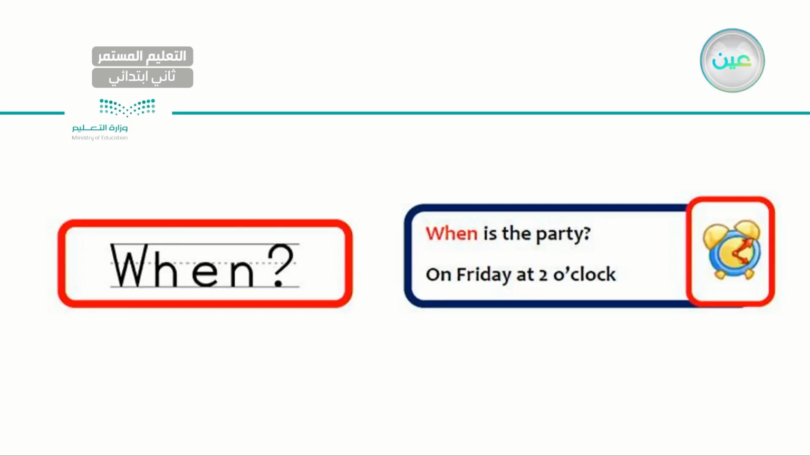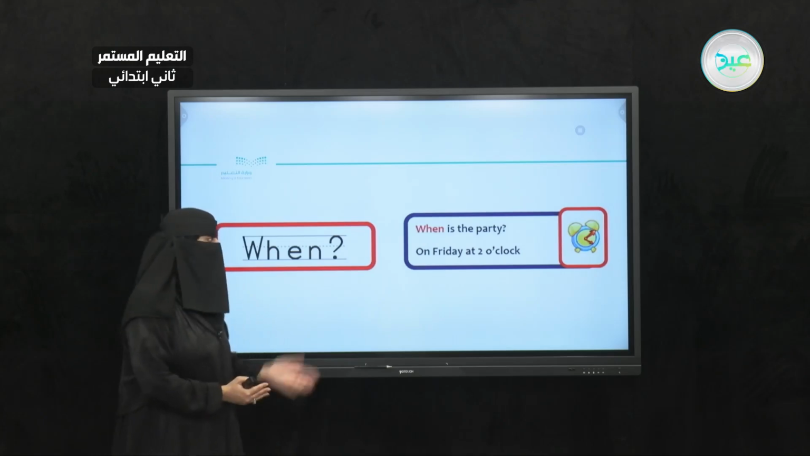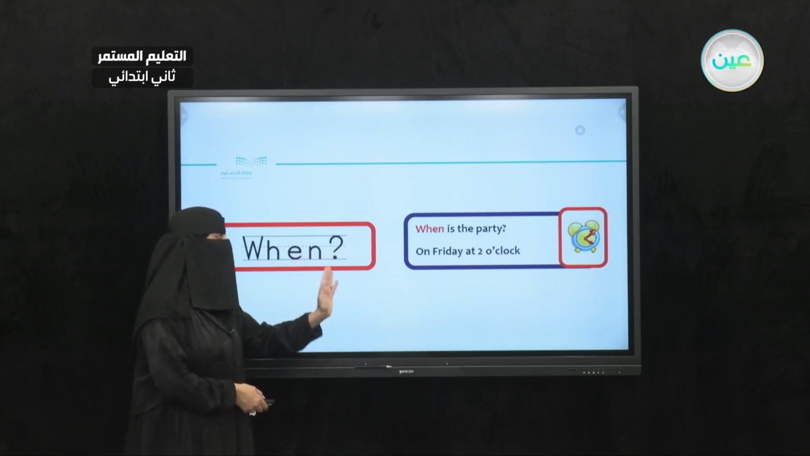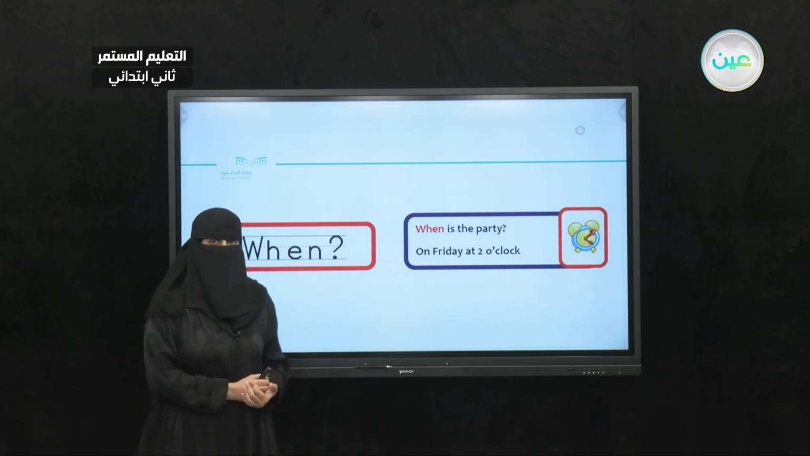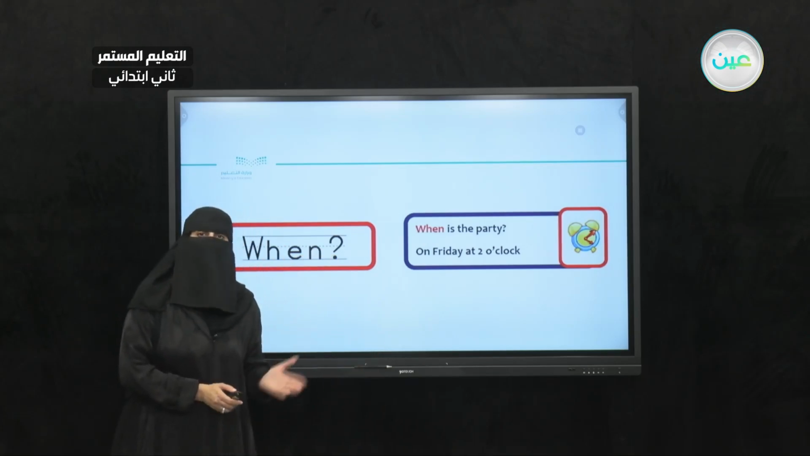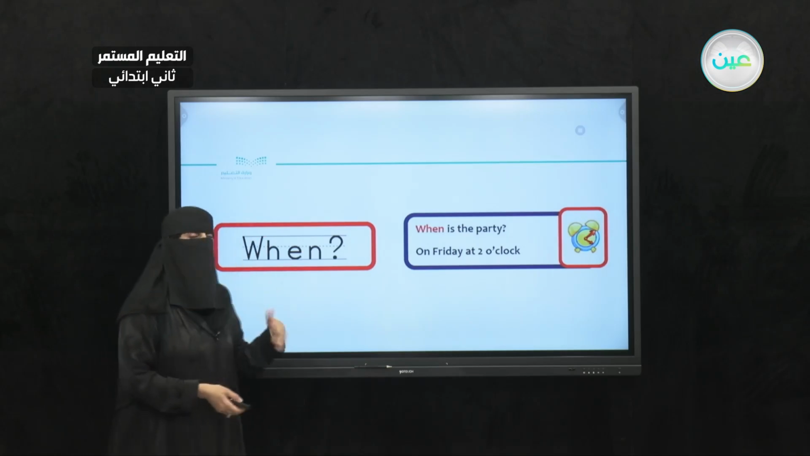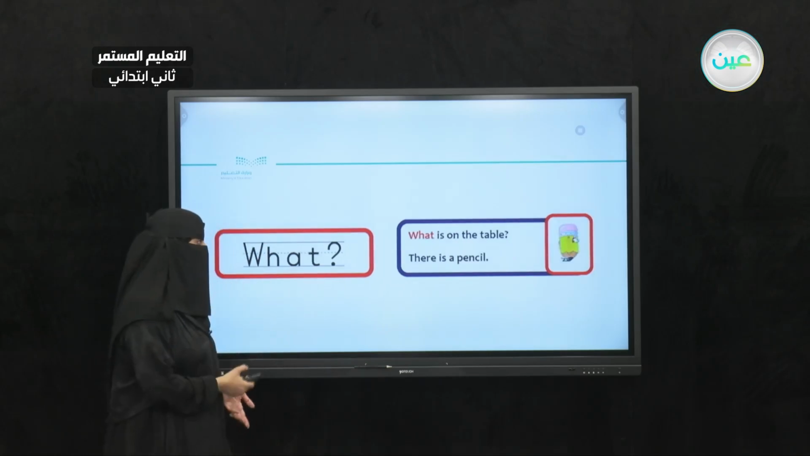While if I use when, I'm seeking a different information. Okay? When is the party? When do you sleep? Here the answer must indicate time. I'm asking about the time here. When is the party? On Friday at 2 o'clock. When do you go to school? At 6:30. When do you sleep? At 9 o'clock, and so on. So when is used when I'm looking for a time.